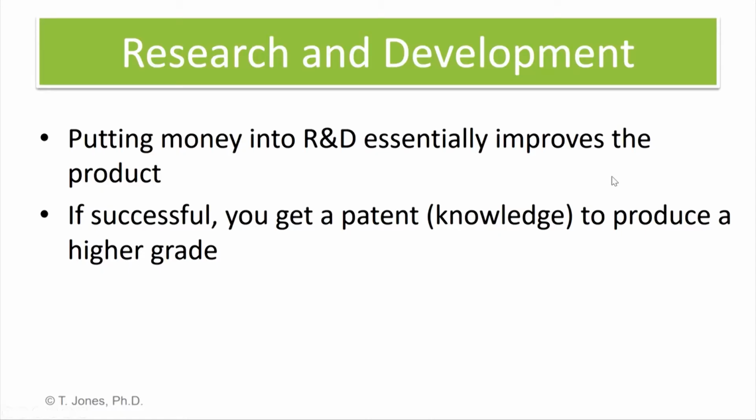So research and development is fairly simple. Essentially what you do is you put money into research and development. So you're going to budget and allocate certain dollars towards the development of X grades or the development of Y grades. And if you are successful, then you will get a patent to produce a higher grade. Now, a patent means that you essentially just have that knowledge to produce a higher grade. So if you do your own R&D, you're actually going to own that.